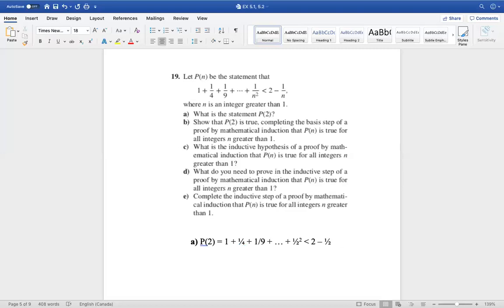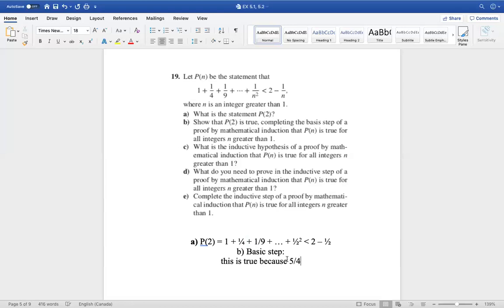Next part, B part. Show that P2 is true, completing the basic step for a proof by mathematical induction that Pn is true for all integers n greater than 1. Basically, what we have to do is define the basic step for this proof here. So what is the basic step? We know that this is true because we have basically just proved it, right?